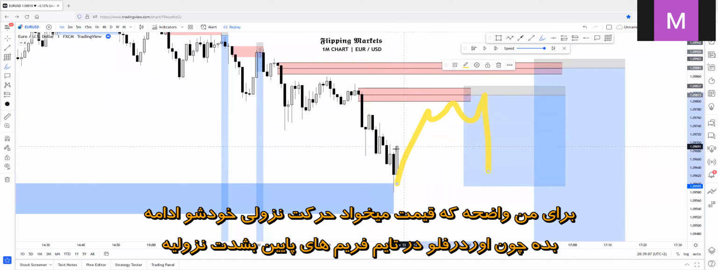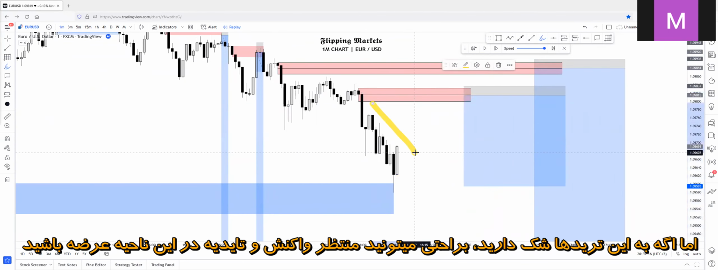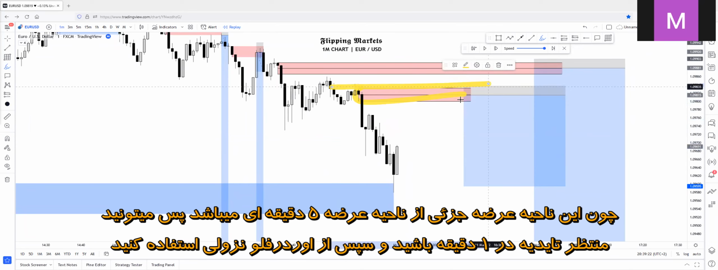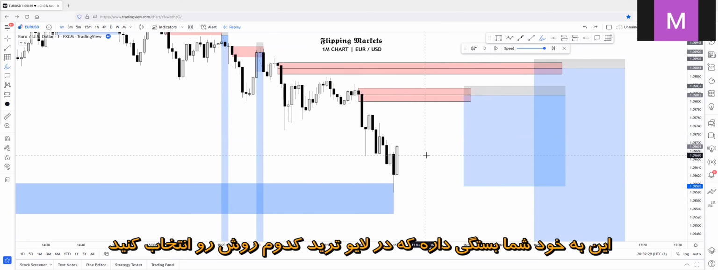For me, it's obvious that price will continue the bearish movement because the order flow is extremely bearish on the lower time frames. But if you're insecure about the trade, you can just simply wait for a reaction. You can just simply wait for a confirmation entry on this supply level because this supply level is part of the 5-minute zone. So wait for 1-minute confirmation on this zone and continuation of the order flow. It's up to you what you do in your live trading sessions.